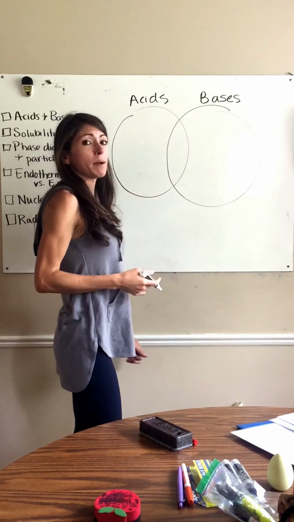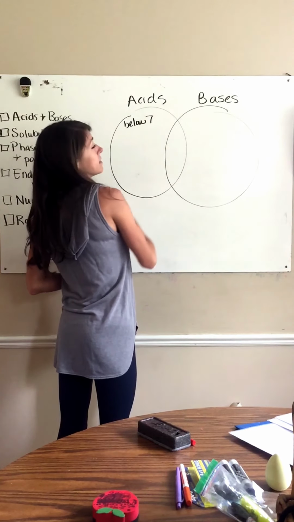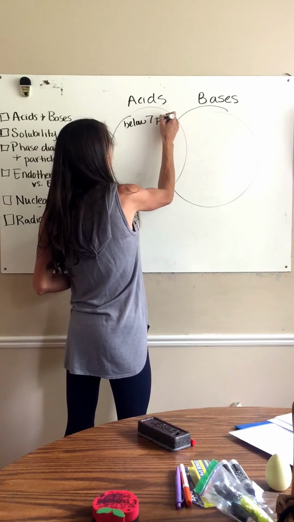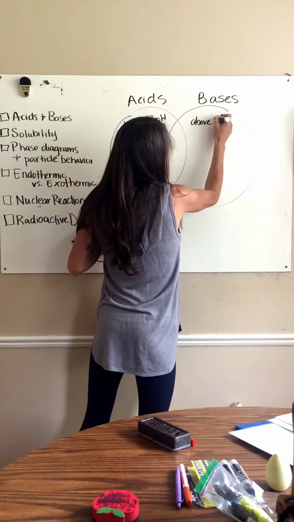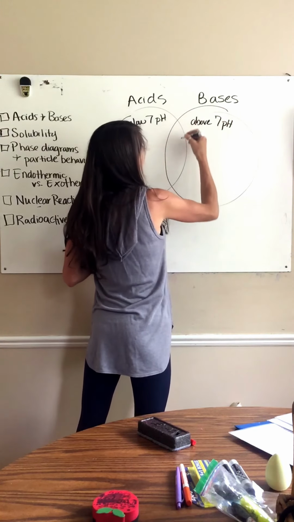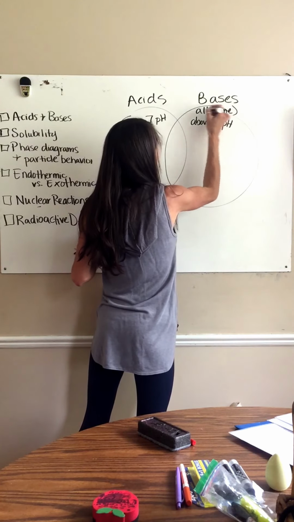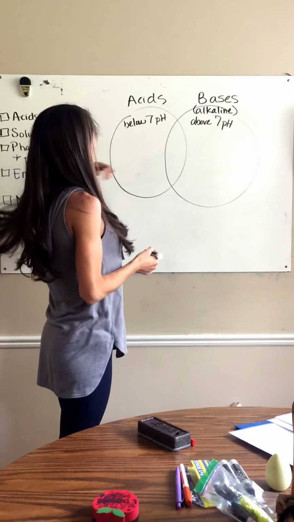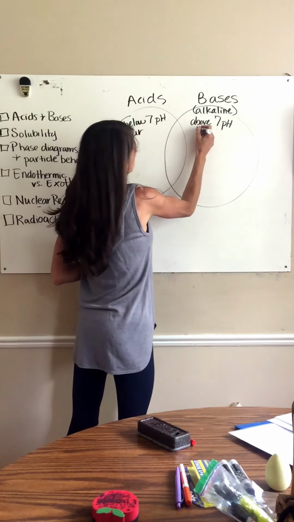All right, first of all, let's talk about their pH level. Anything that is below 7 is an acid in terms of pH. If it's above 7, it is a base, all right? Bases are also known as being alkaline. You might also hear them called that, okay? Now, acids in terms of taste are sour, bases are bitter.